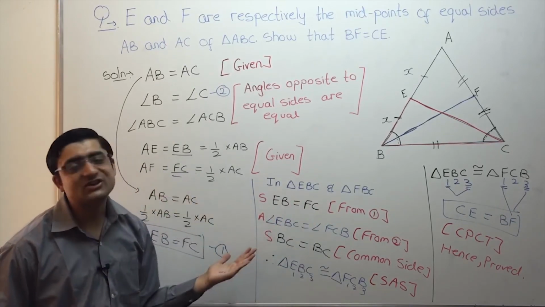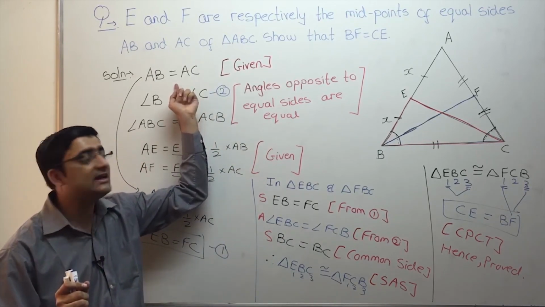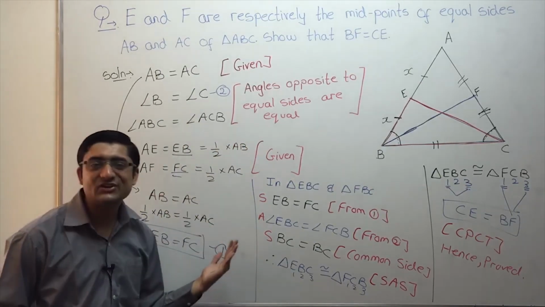Right? So this is how you solve this question. I repeat once again, the moment in a triangle you see two equal sides, mark the opposite angles as equal. Very important. Right? So this is how you solve this question.